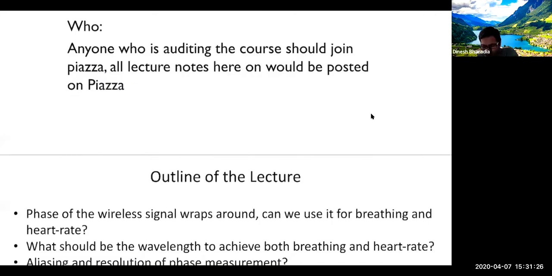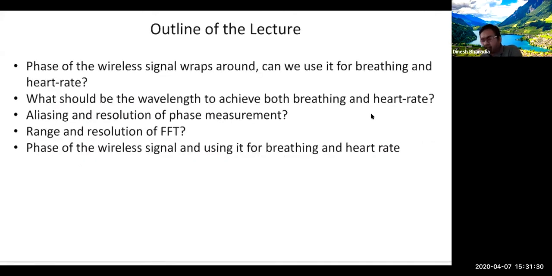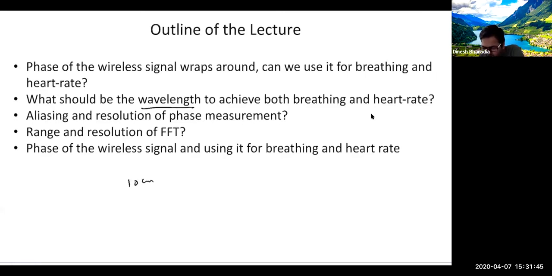Today's outline of the lecture will be: we'll start where we left off on the phase, and understand how, from that phase, range, resolution, and all these things play into the matter, right? And what should be the wavelength to meet both the requirements of the breathing and heart rate, which is 10 centimeters to 0.4 millimeters, or something around that idea.